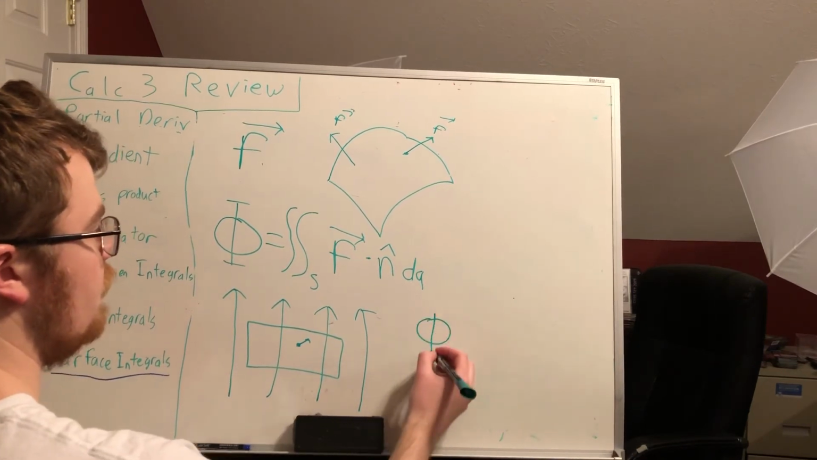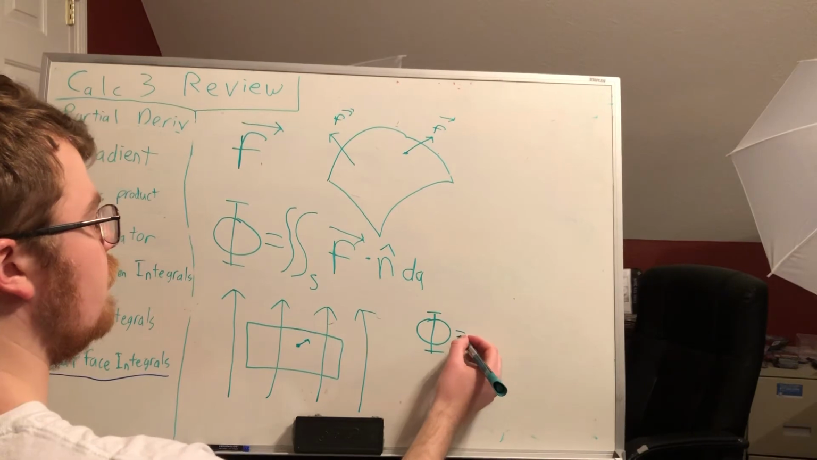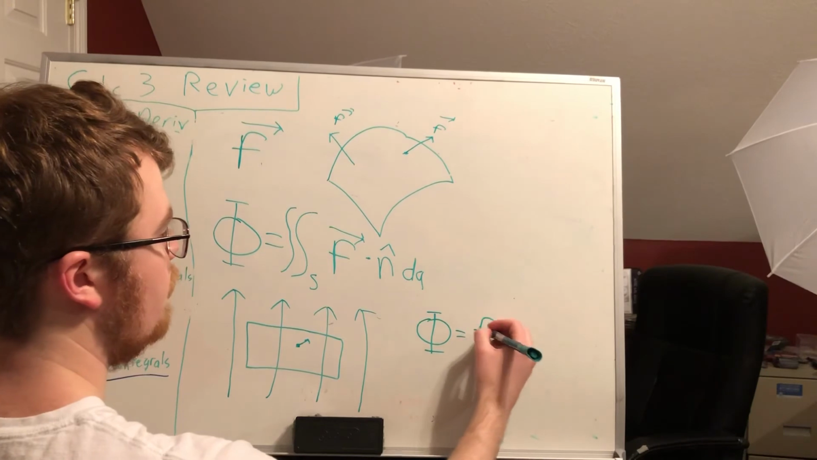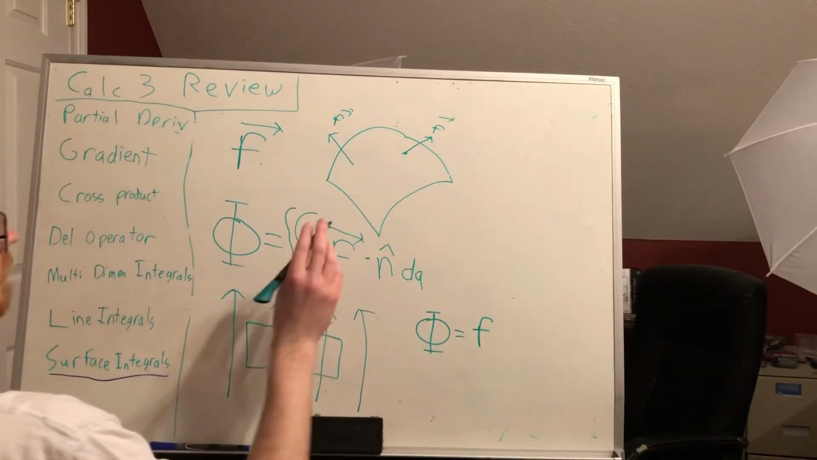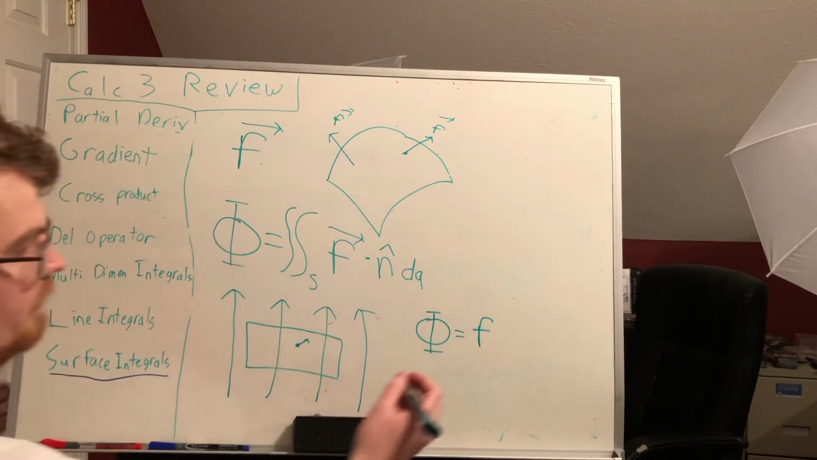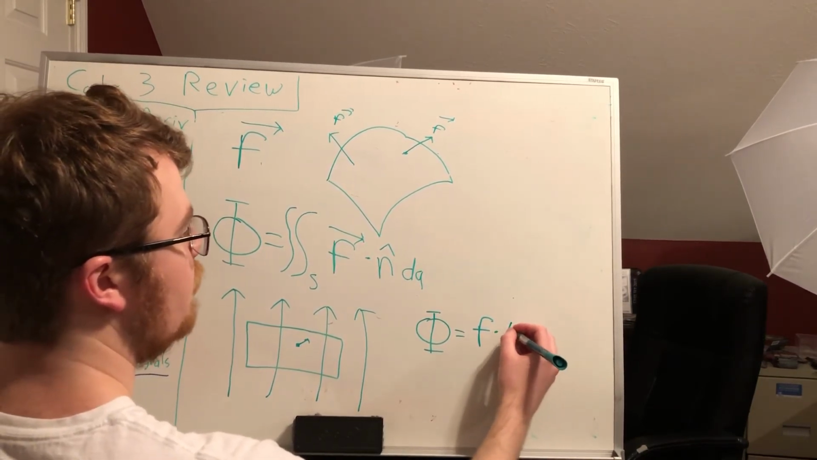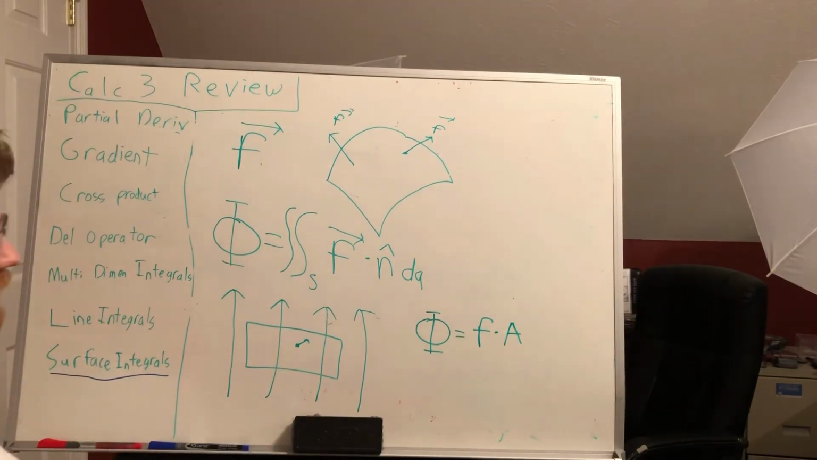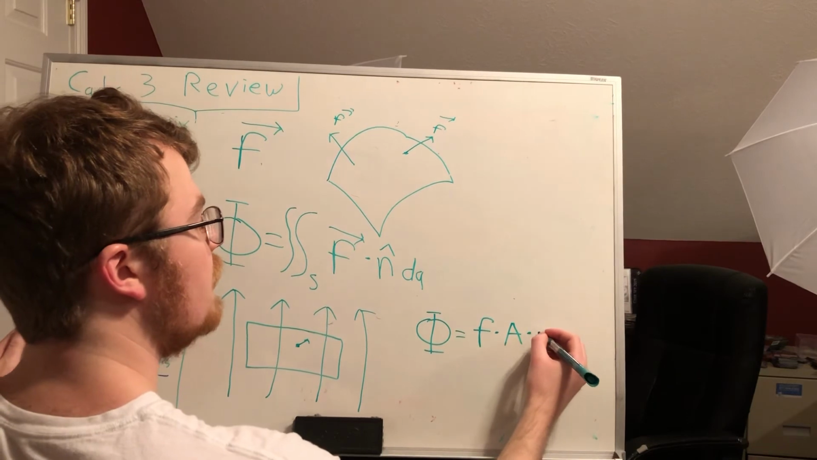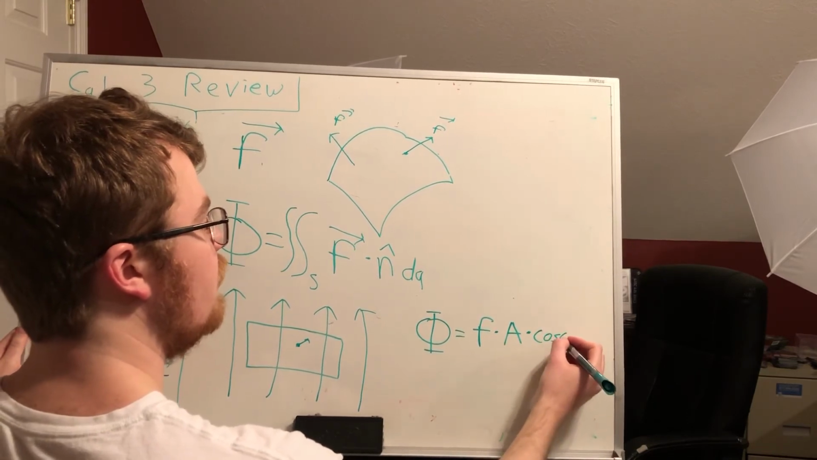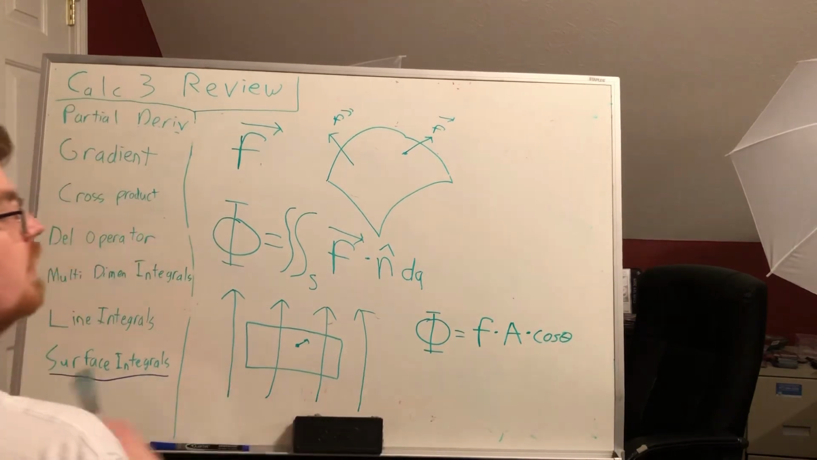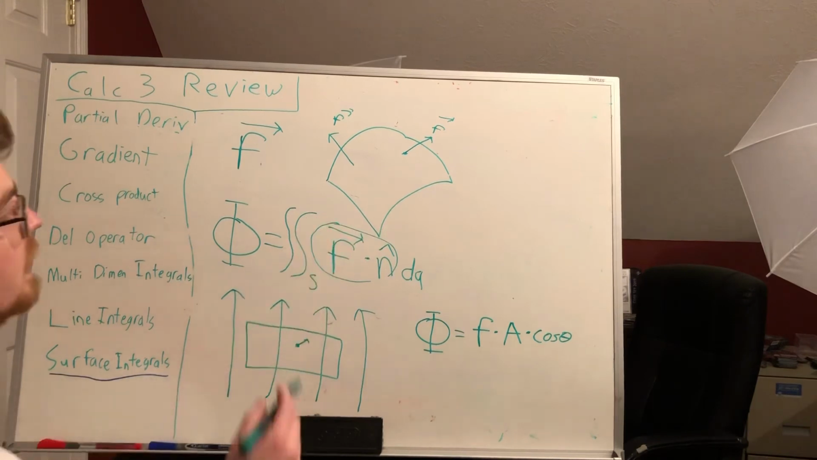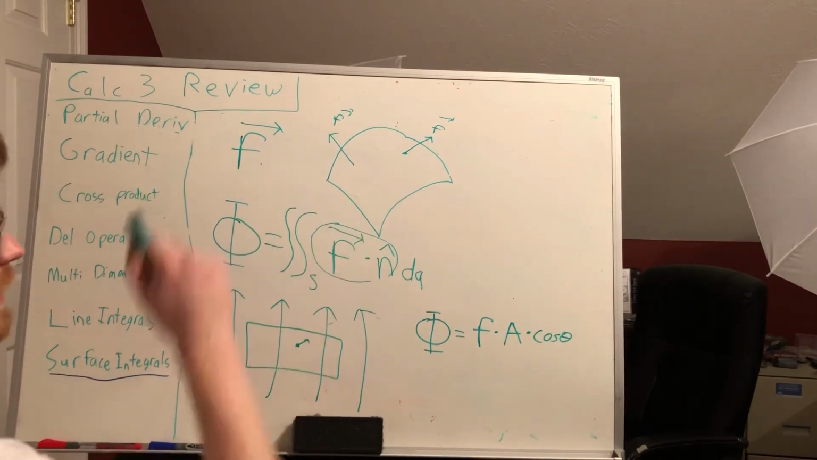We can just go, flux is equal to F. I'm going to leave off the vector sign. It'll just be the magnitude of F times the area. Obviously, the bigger area you have, the more stuff that can flow through it, times cosine of theta, where theta is the angle between the F and the normal vector.